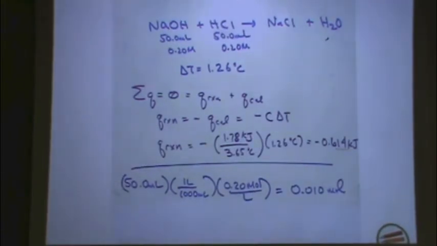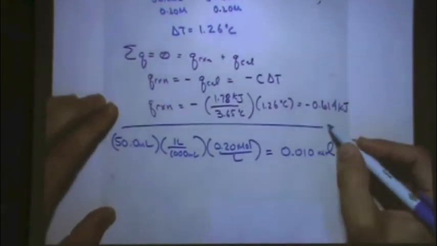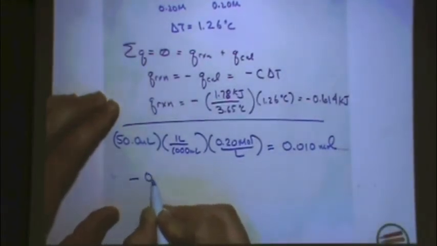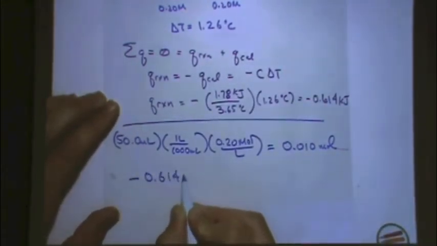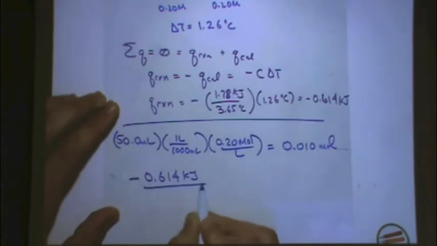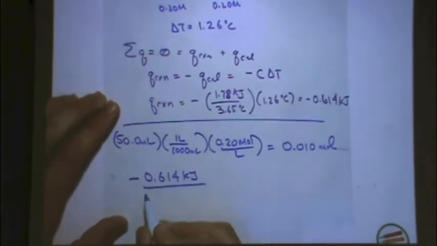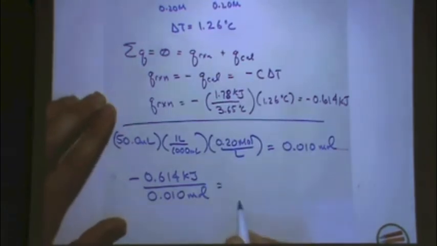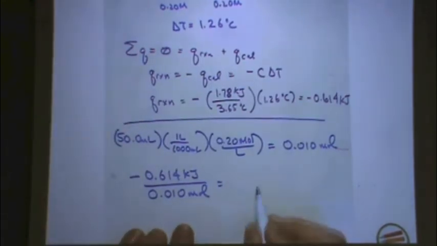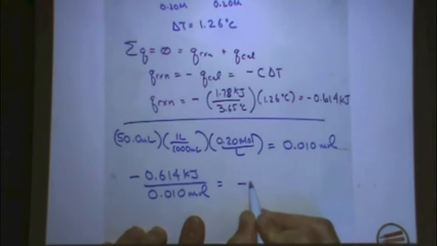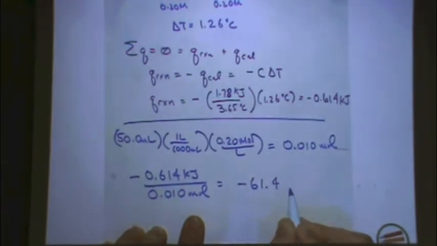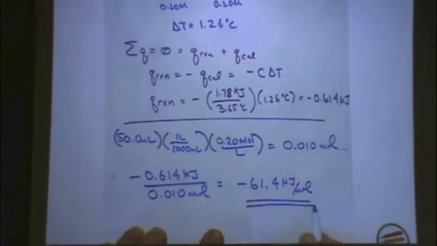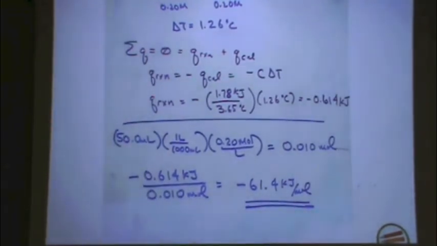And then you're just going to take these two numbers and divide them. Again, this is a pretty normal last step of a bomb calorimeter problem where they actually want it, say, per mole or per gram or whatever. You just want to go to the units they ask for. So in this case, it's going to be negative 61.4 kilojoules per mole, say, of water. And that's your final answer.